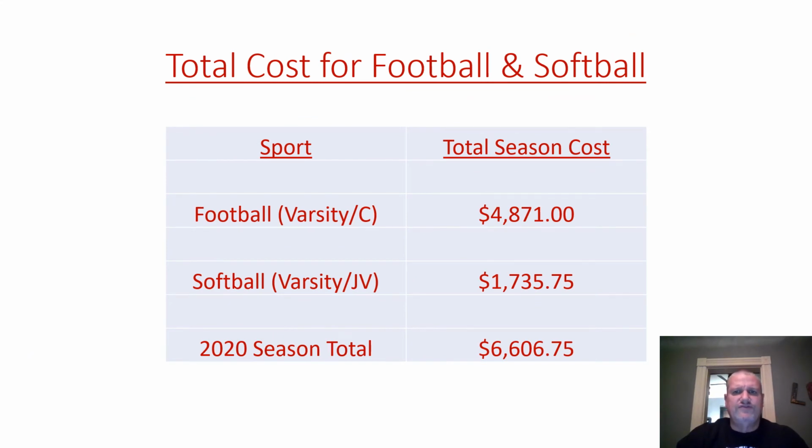The total cost for football and softball for the 2020 fall season: football for varsity and C road games was $4,871. Softball for varsity and JV was $1,735.75. The 2020 season total for football and softball was $6,606.75.